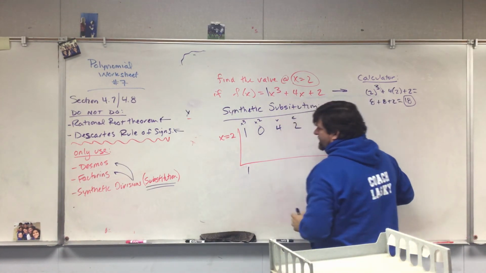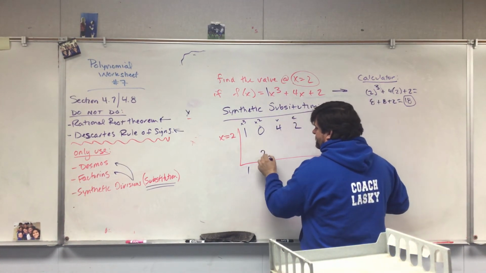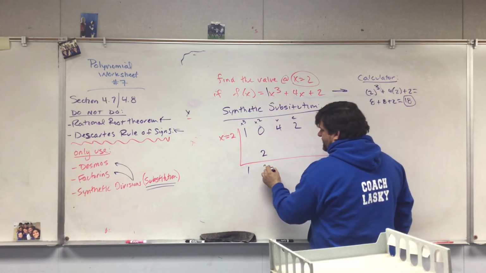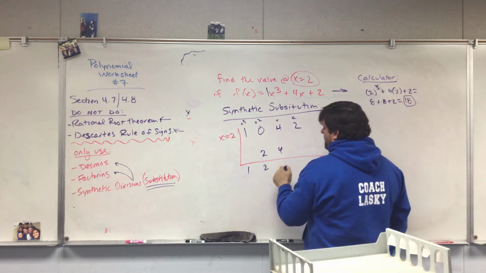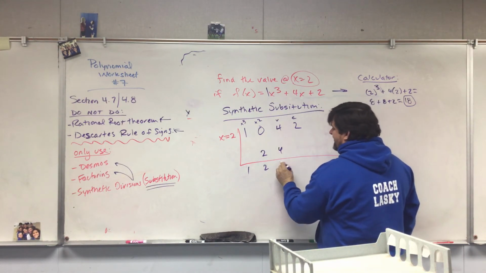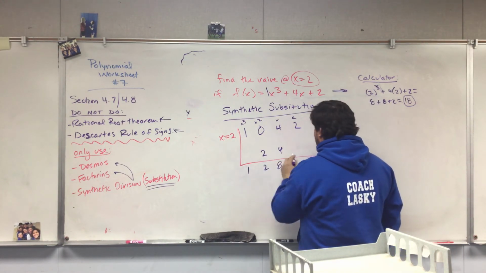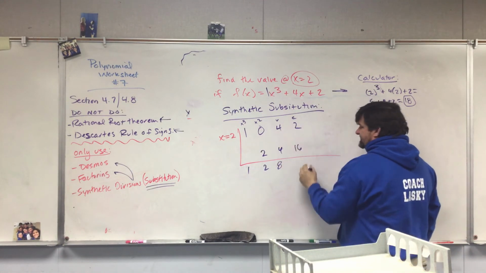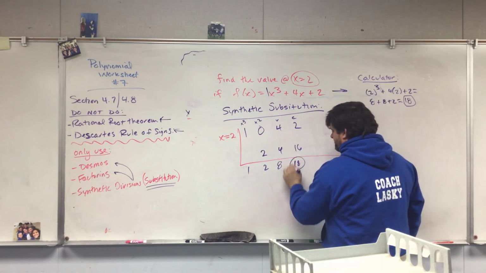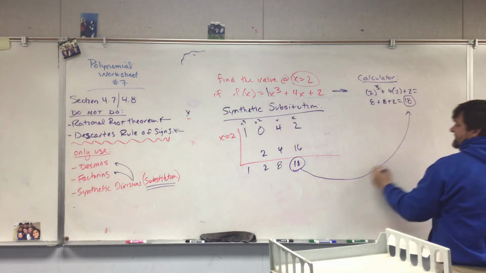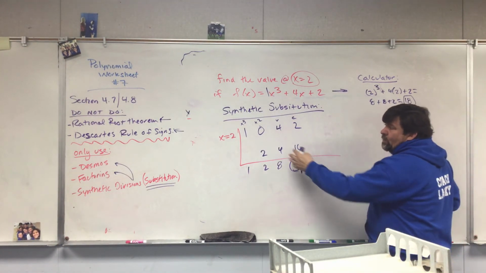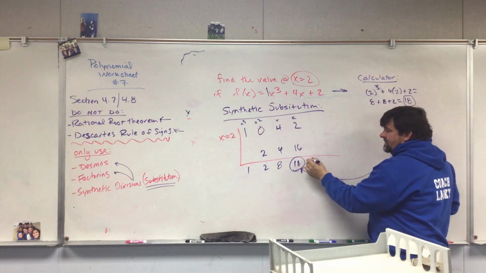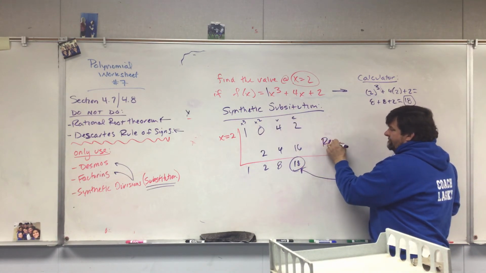We bring down the 1. 1 times 2 is 2. Add those together. 2. 2 times 2 is 4. 4 plus 4 is 8. 8 times 2 is 16. 2 plus 16 is 18. Same exact answer. Okay?